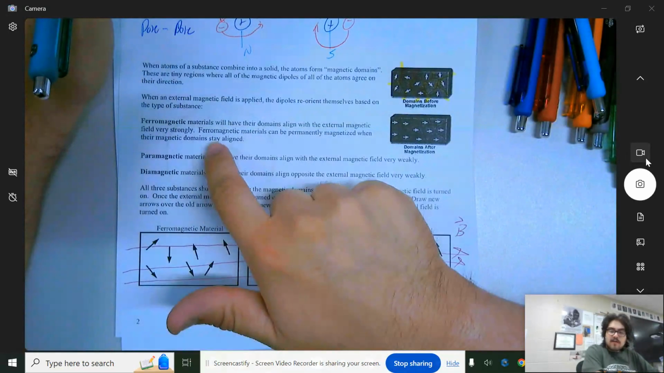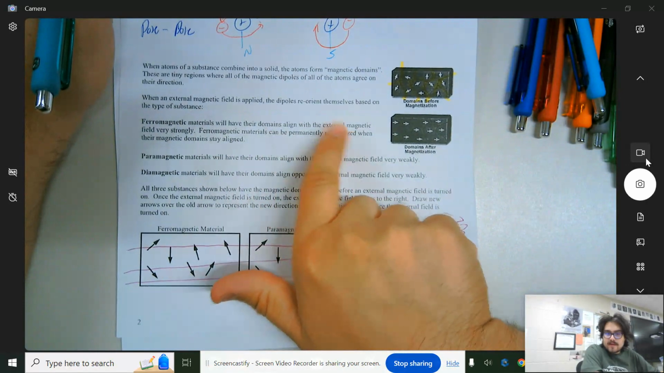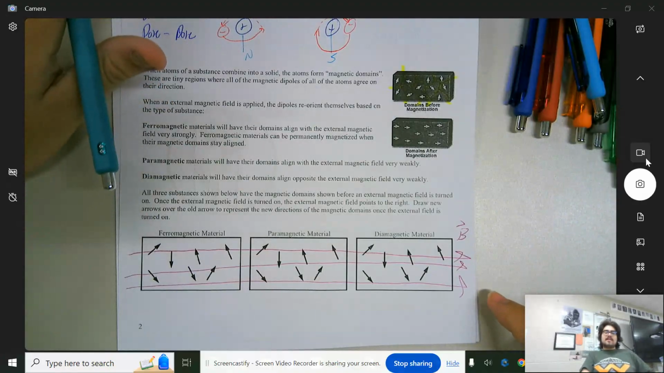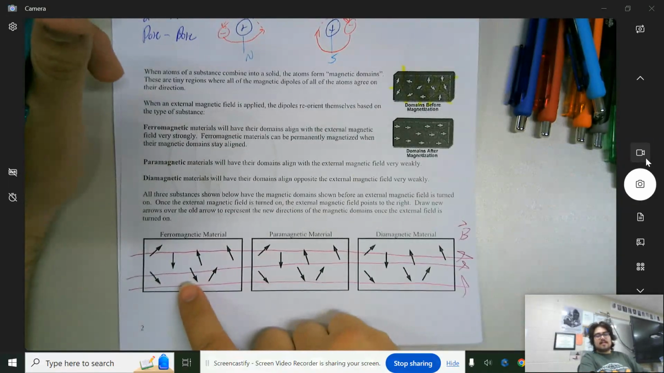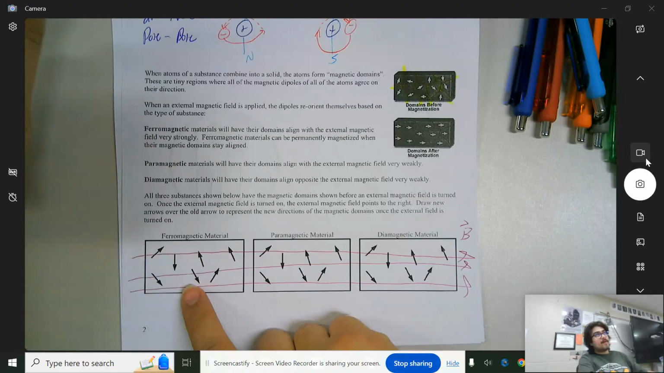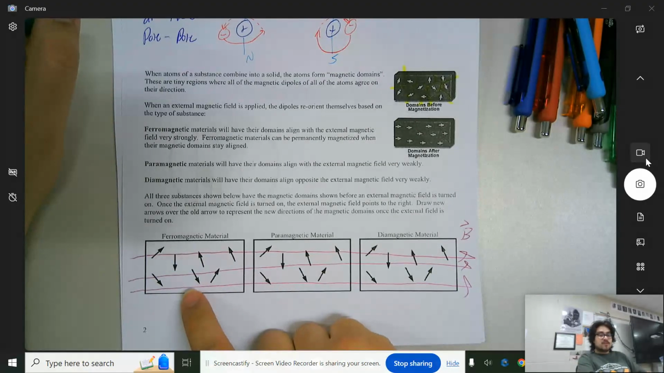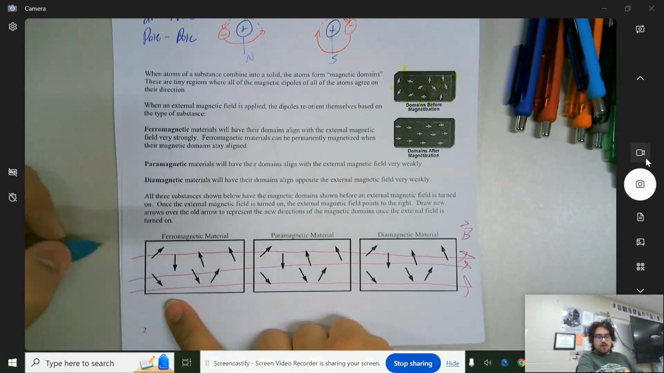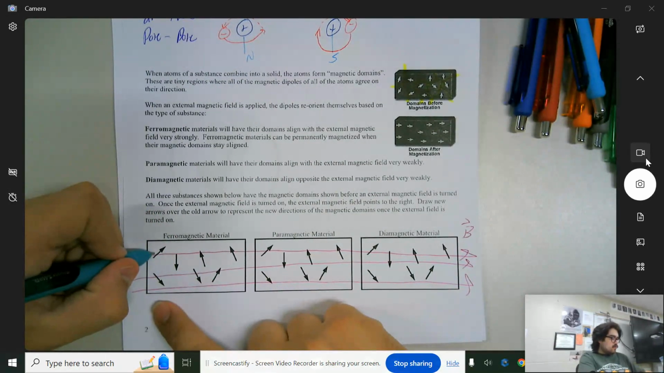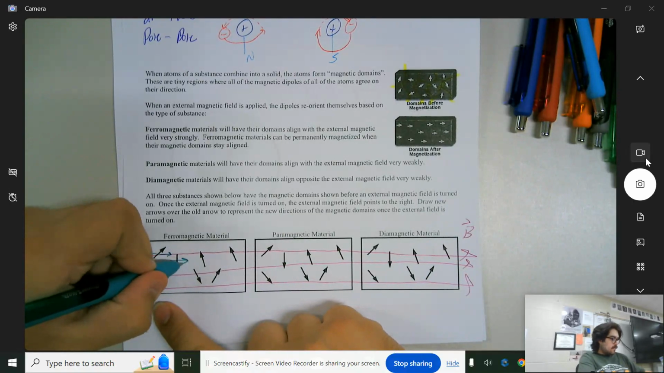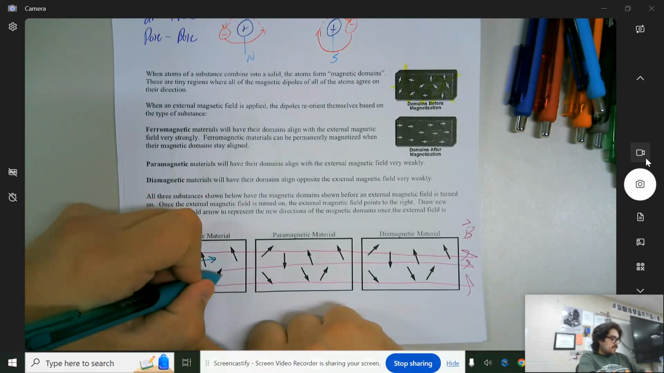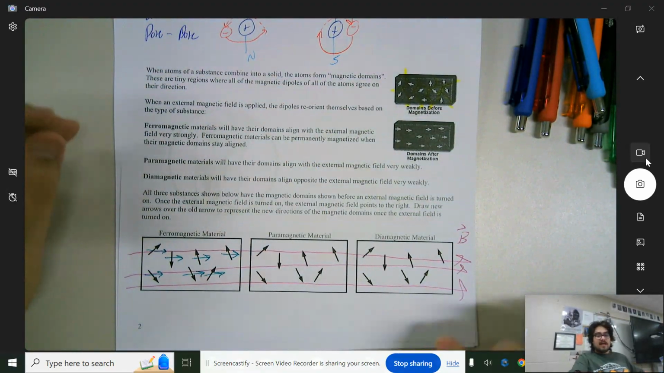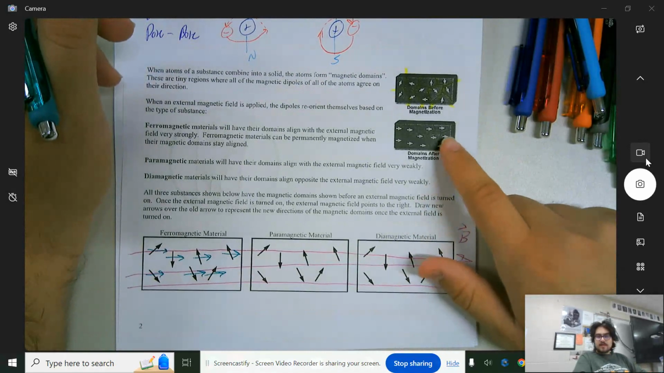Ferromagnetic materials have their domains aligned with the external magnetic field very strongly. So we're applying an external magnetic field, or an external B field, and that's going to cause the ferromagnetic dipoles, or the ferromagnetic domains, to align with that very strongly. So you're going to see all of these domains align with it very strongly. They're all just going to point directly to the right now. And you can actually permanently magnetize a ferromagnetic material if you keep them aligned. And you can see that's kind of what happens up here.